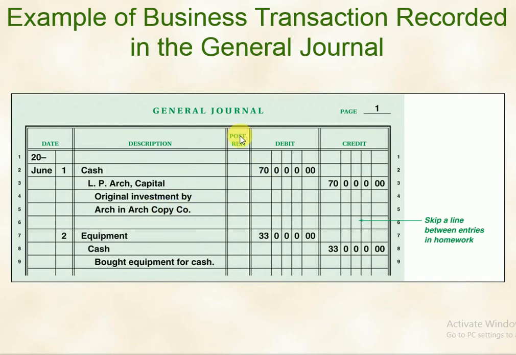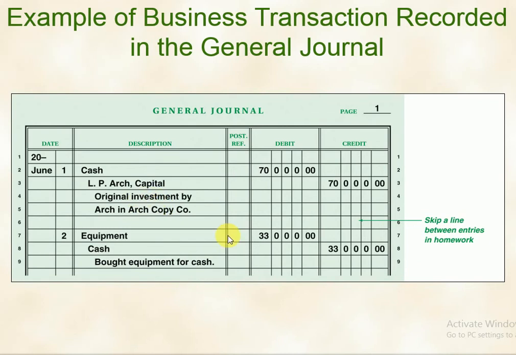The amounts, this is the post reference column, right? This is optional, right? For companies it is necessary, but from an academic perspective this column is optional. Look at the debit column. Here you will be recording the debit amount, which is $70,000, right? This column is used for pesos, or cents. Now look at the credit column, right? 70,000 would be equal to the debit, and debit will be equal to the credit. This is the description. Original investment by the ARC in ARC Copy Co.